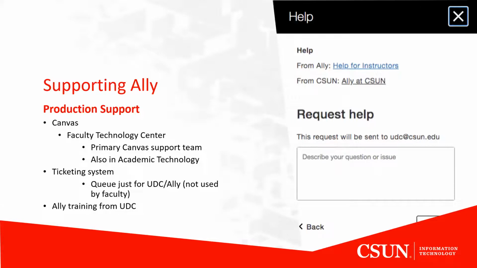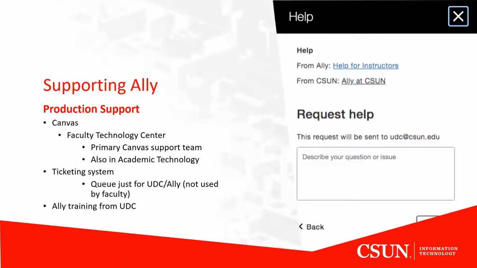So Ally exists in kind of a middle space in terms of support, which is a very important part of rolling out a product like Ally. On the one hand, we call it Canvas Ally, and Canvas exists in the Faculty Technology Center, which is another group that reports up to me, which is the primary campus support team, administration, etc. The flip side is that Ally has its own ticketing system, so directly in Ally you can request help. That goes to the Universal Design Center. Universal Design Center therefore owns support for Ally. So on the one hand, it can be a little confusing about who supports it.